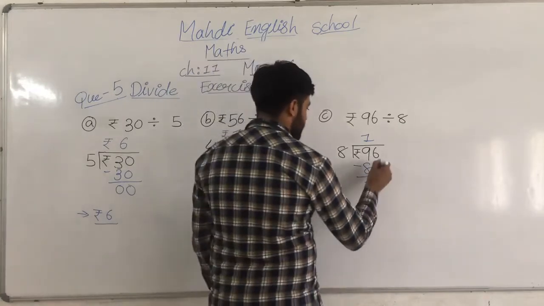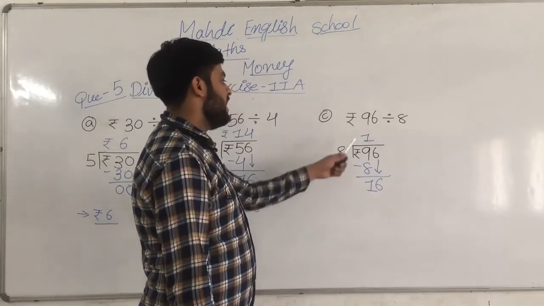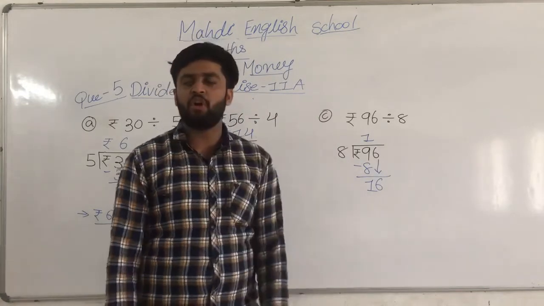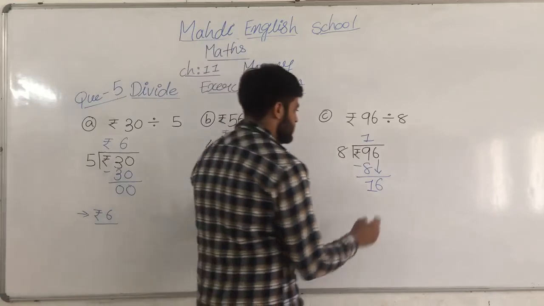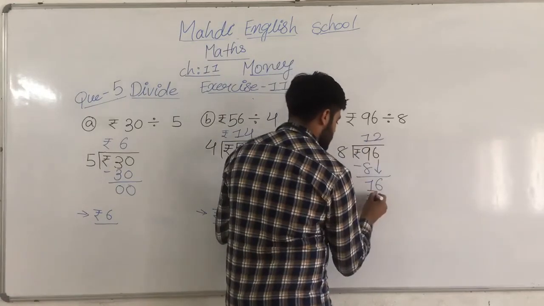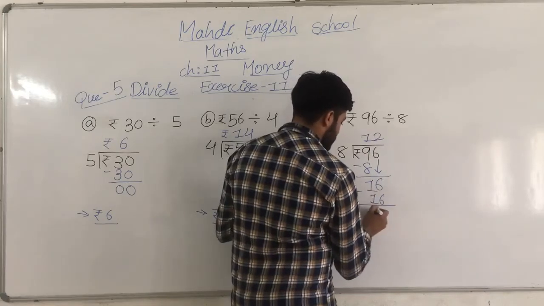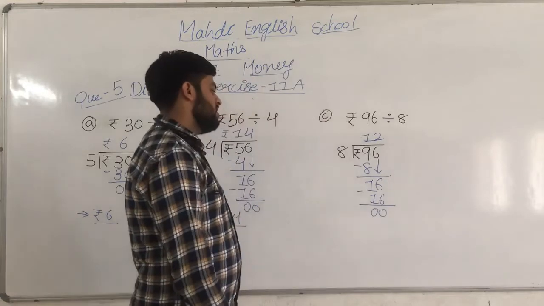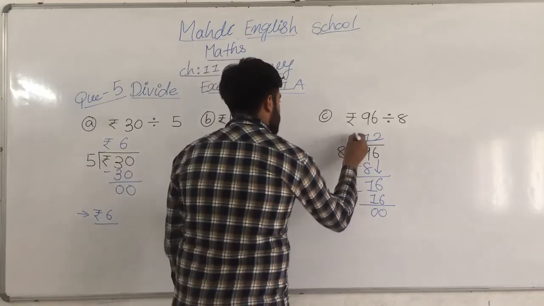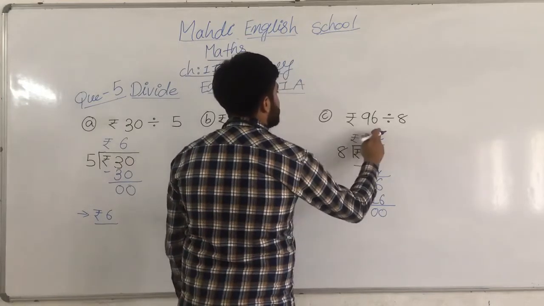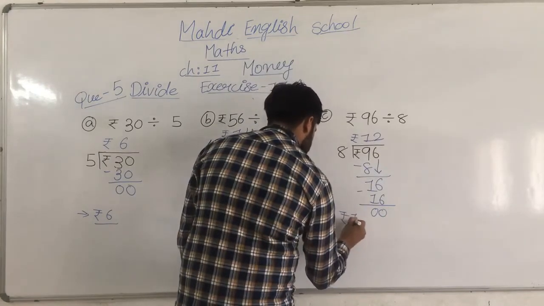1. Then after, we will bring down our 6. In table number 8, will 16 come or not? Here 16 will come. But where, my dear students? 8 ones are 8, 8 twos are 16. So now we write 8 twos are 16. 16 minus 16 is equal to 0. So the answer is what? 12 rupees. 96 divided by 8 is equal to 12. Got my point, all?